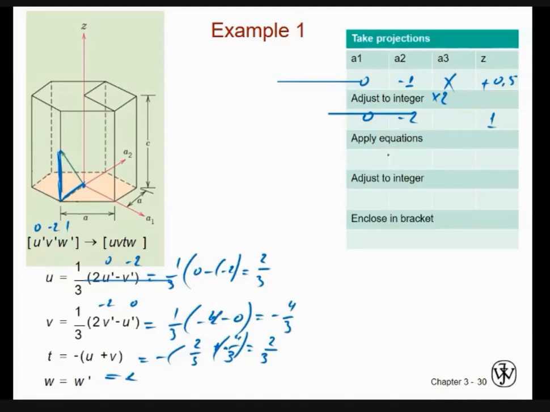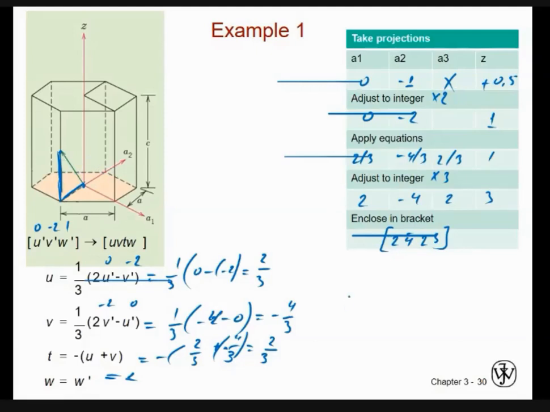So after we apply the equations, our values are 2 over 3, negative 4 over 3, 2 over 3, and 1. So I will multiply by 3 to make them integers: 2, negative 4, 2, 3. And close it in a bracket. So that's the Miller-Bravais indices that represent that direction over here.